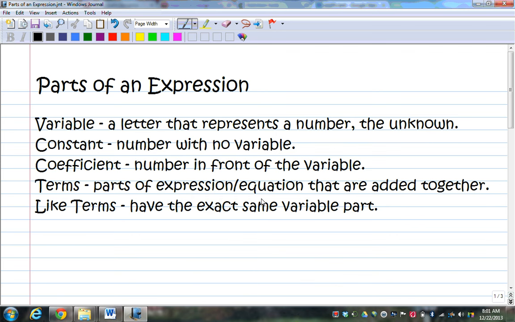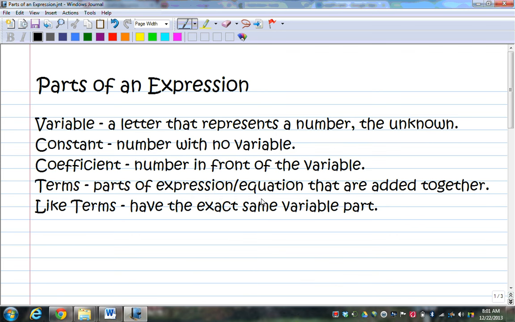This video is going to cover parts of an expression or an equation. The very first thing that you need to know is what a variable is. A variable is just a letter that represents the number. It's your unknown in an equation, what you're solving for. Then there's a constant. A constant is a number with no variable. It's just a number.